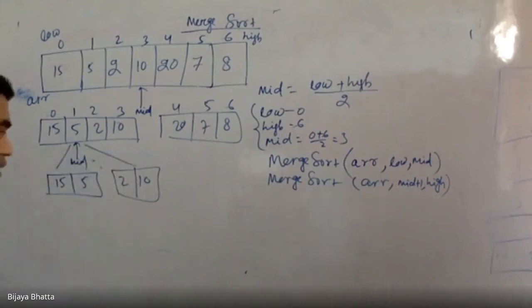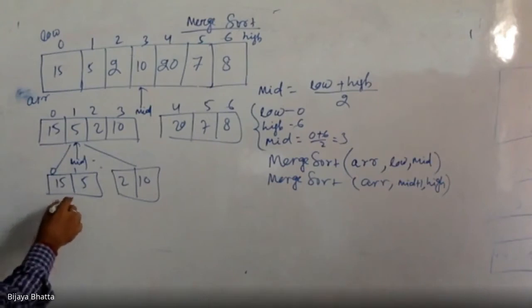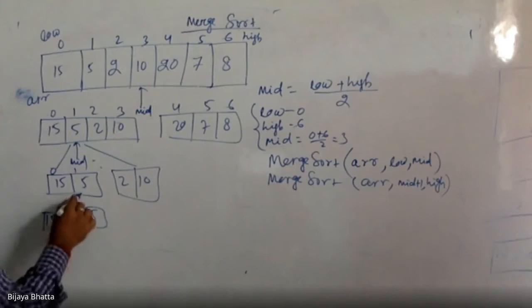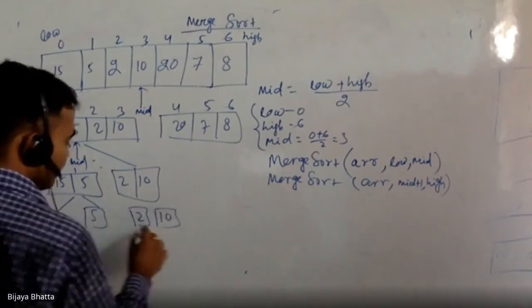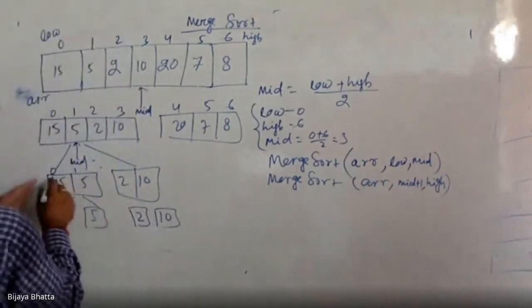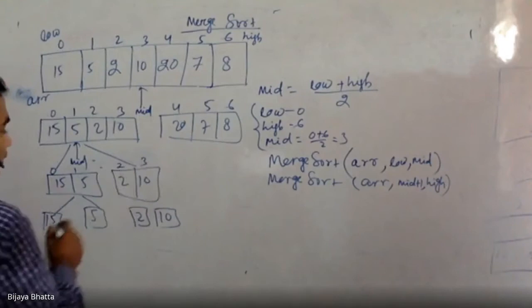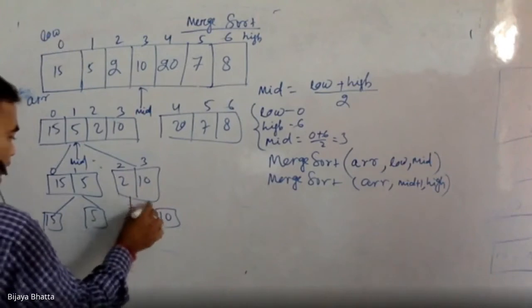Just try to understand. Again, if you divide this, there is only one element. So what will you do? You will do 15 as one part, 5 as one part. Then 2 is one part, 10 is one part, right? Try to see, so 10 as one part. So if you put the indexes, 0 1 2 3, okay? So that's how it will work.